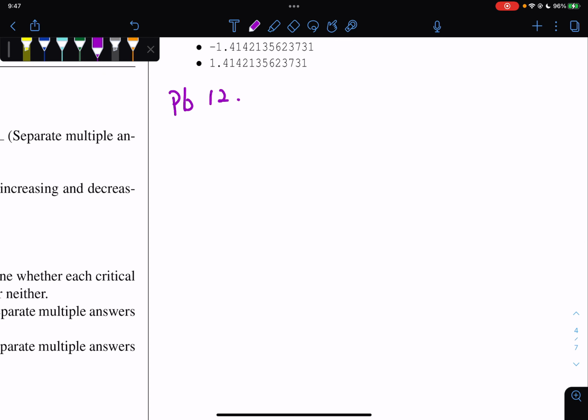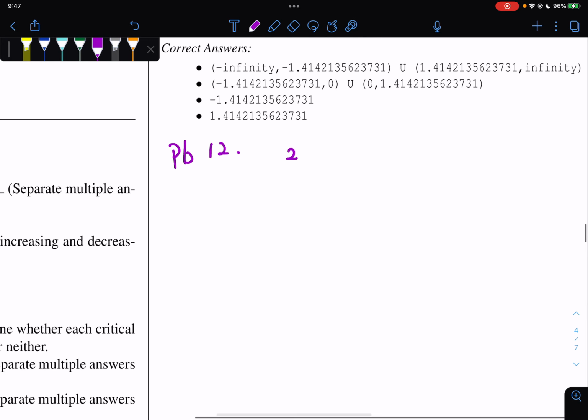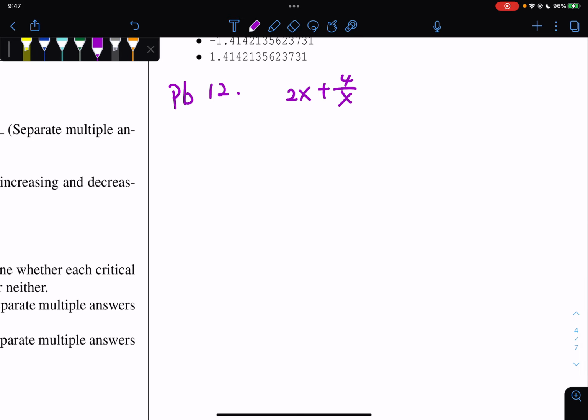Problem 12, it was, my bad, I'm sorry. It's 2x plus 4 over x. I'm looking for increasing, decreasing, local min, local max. So once we get started, it shouldn't be too hard to finish the rest. So what we have is this function.